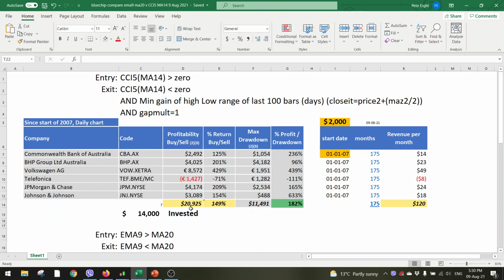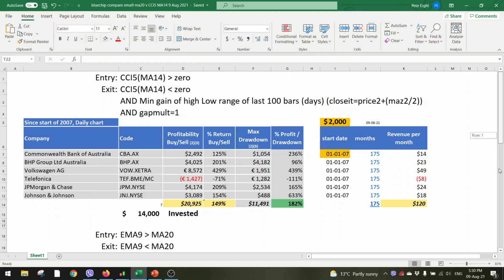It's generated $20,900 over those number of years since the start of 2007. And that equates to about $120 a month on average revenue. Now that's looking at also the drawdown. The drawdown is basically 20,000 profitability over 11,000 drawdown, that's about 182%.